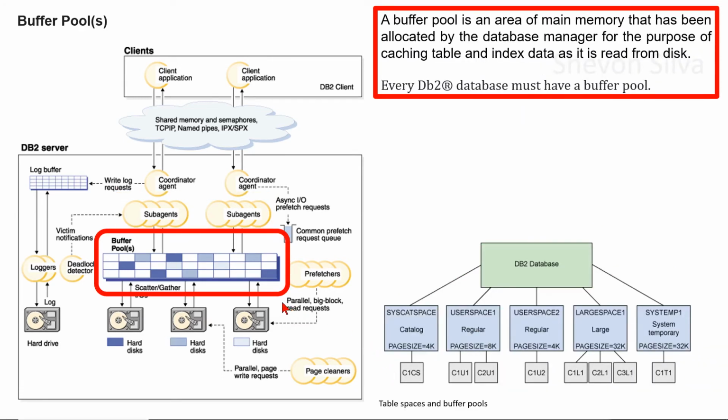Now we are considering a buffer pool. A buffer pool is an area of main memory that has been allocated by database manager for the purpose of caching table and index data as it is read from disk. Every DB2 database must have a buffer pool.